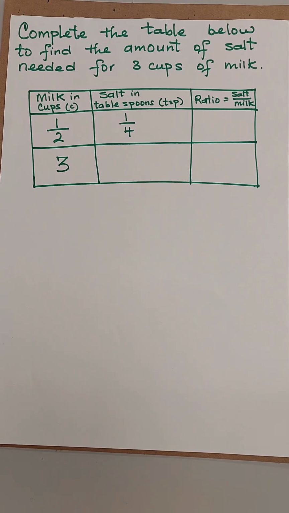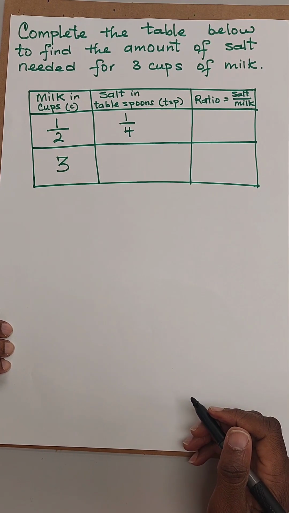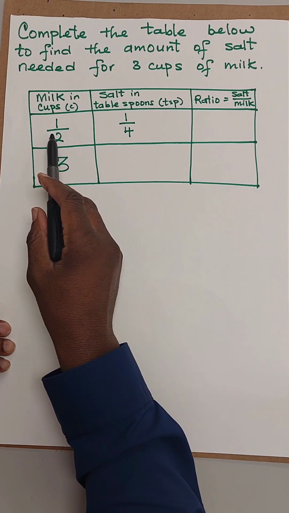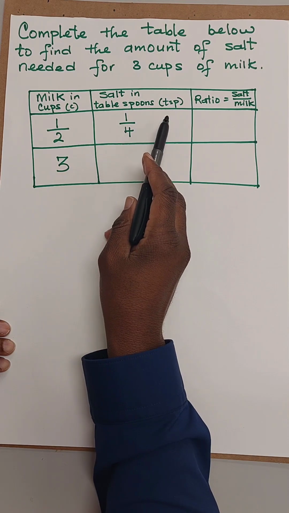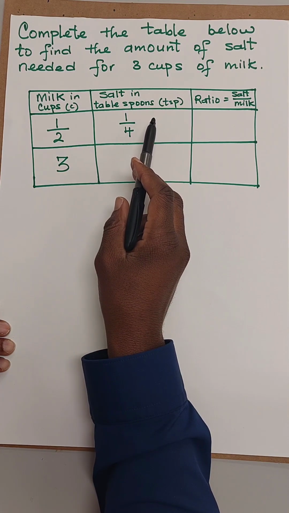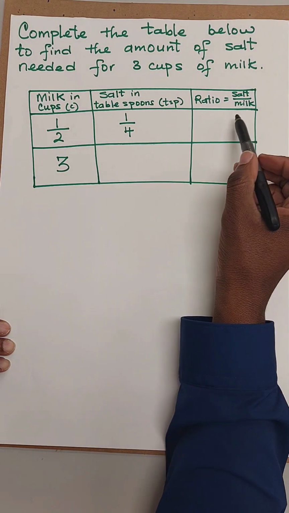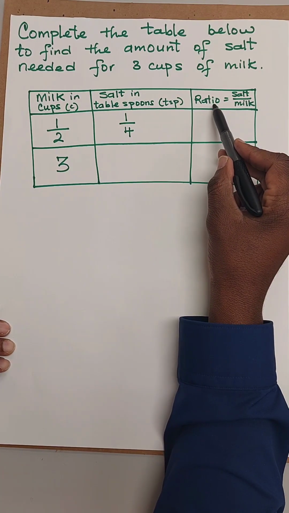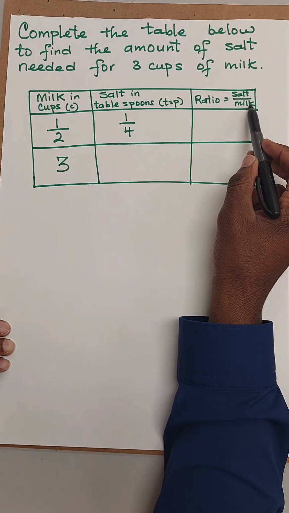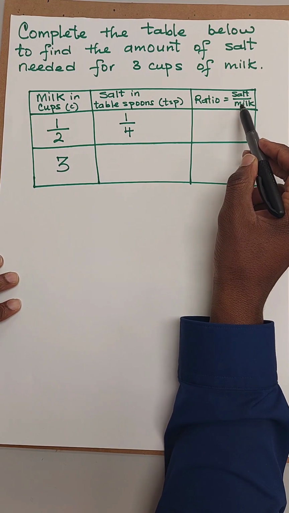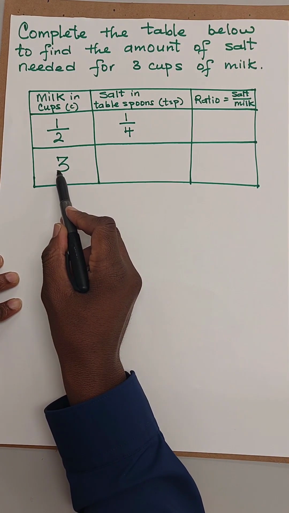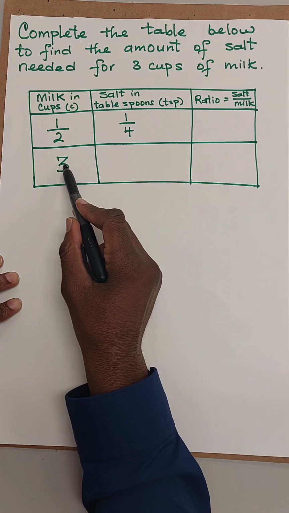Complete the table below to find the amount of salt needed for 3 cups of milk. Okay, reading the table. Half a cup of milk takes 1/4 tablespoons of salt. Now we want a ratio of salt to milk, and we want to keep that ratio the same. So how much salt will be needed for 3 cups of milk?